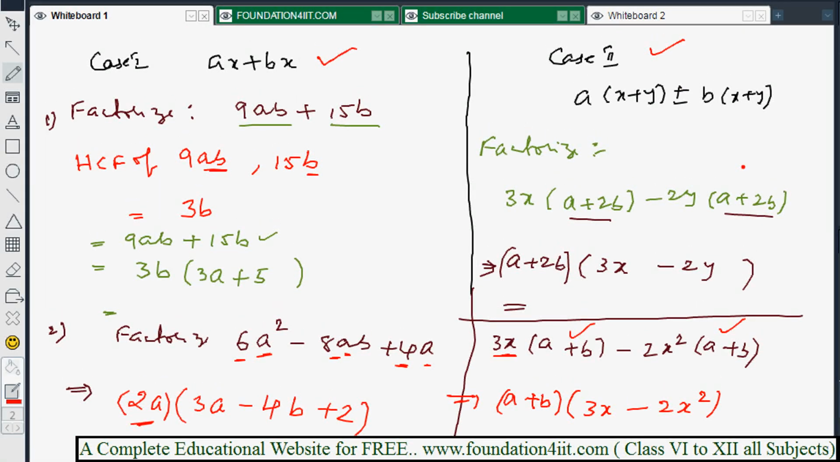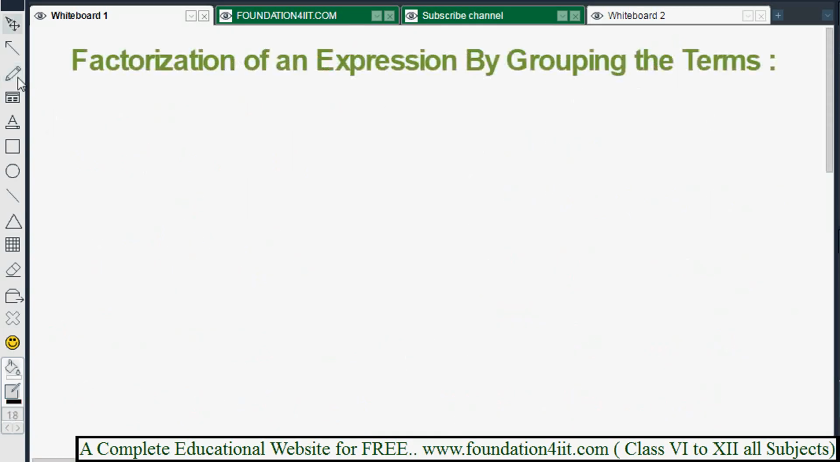Next, factorization of an expression by grouping the terms. Each and every algebraic expression is not possible in this way, so according to the question we need to take. So this is one method. Next I'll explain how to do factorization of an expression by grouping the terms. When there are more than, like, 4 terms given, how to group them. Now we need to take the first step common, again factorize it. So let me explain now. So here, factorization of an expression by grouping the terms.